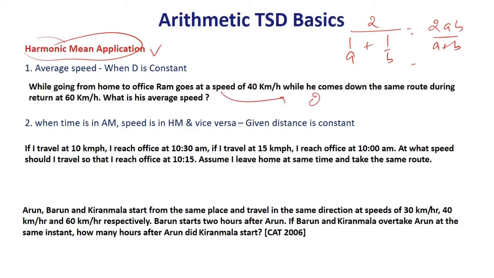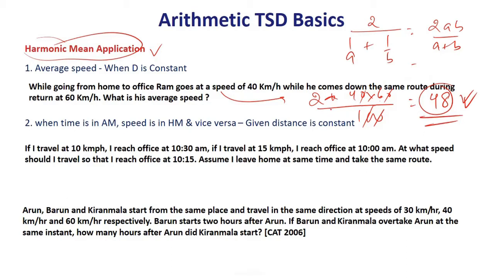So you just apply it here. 2 into 40 into 60 upon 40 plus 60. So this becomes 100. And if you divide it, so this becomes 4 into 6. So let's take it 100. So this 0, 0, 0. So 4 into 6, 24 into 2 is 48. Therefore, the average speed in this case is 48 and not 50.